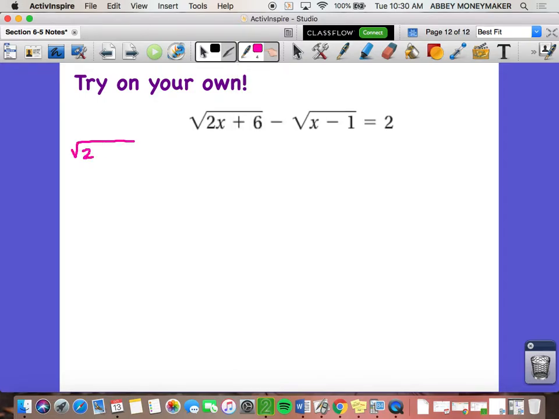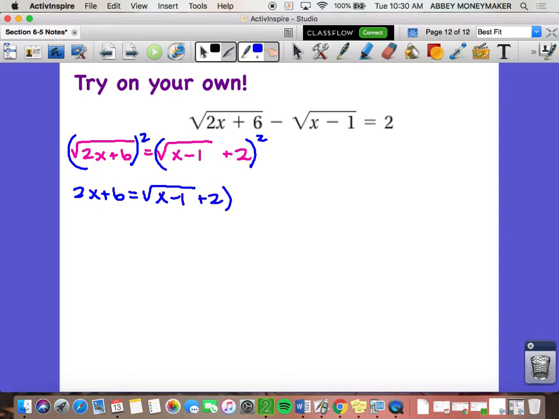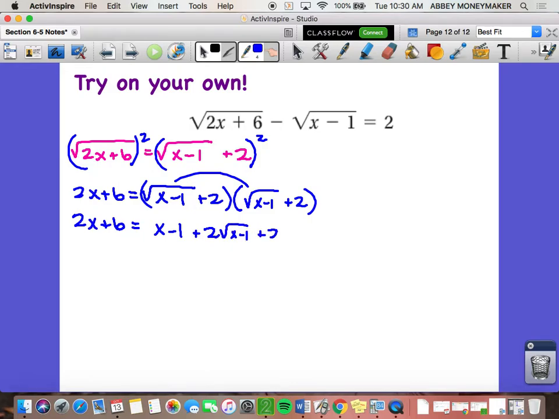So we have the square root of 2x plus 6 is equal to the square root of x minus 1 and then plus 2. Okay. So we're going to square both sides to get 2x plus 6 is equal to the square root of x minus 1 plus 2 times the square root of x minus 1 plus 2. So we get 2x plus 6 is equal to, that goes to x minus 1 plus 2 square roots of x minus 1 plus another 2 square roots of x minus 1 and then plus 4. All I did was just distribute here.